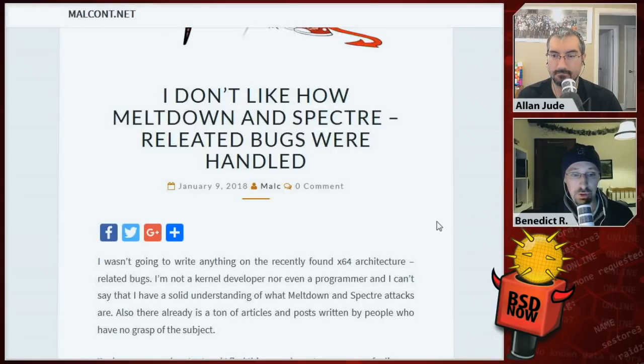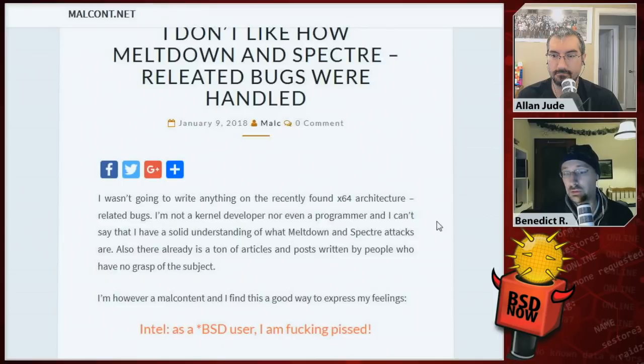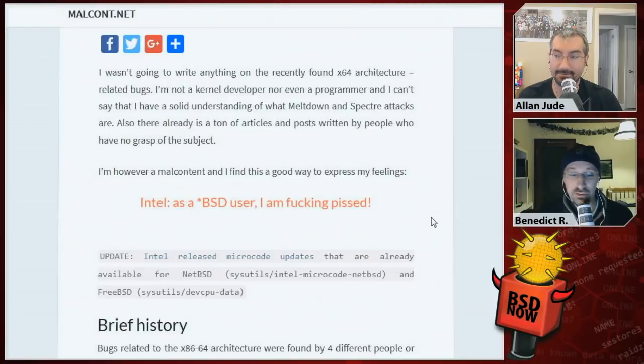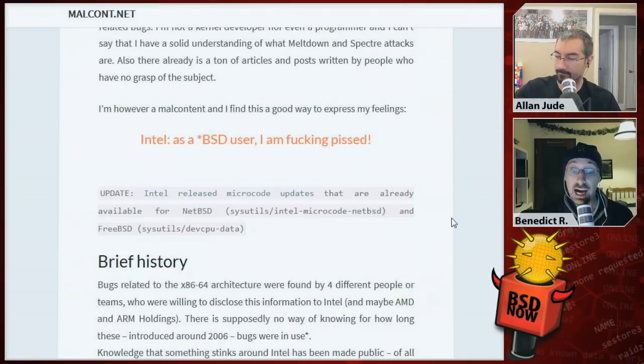malcontent.net, and this is pretty much a blog post about the whole Meltdown and Spectre thing. Yet another viewpoint, and it goes off pretty strongly. It starts with, "I wasn't going to write anything on the recently found x86 architecture related bugs. I'm not a kernel developer nor even a programmer, and I can't say that I have a solid understanding of what Meltdown and Spectre attacks are. Also, there already is a ton of articles and posts written by people who have no grasp of the subject. I am, however, a malcontent, hence the website's name, and I find this a good way to express my feelings."